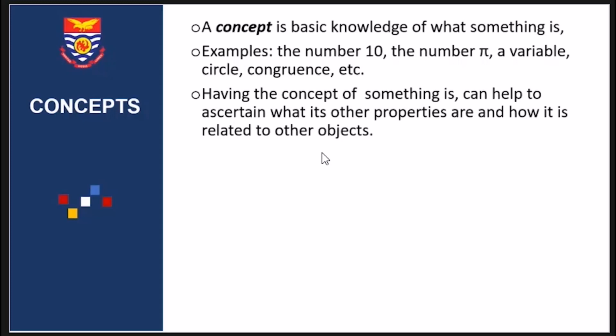Having the concept of something helps to ascertain what its other properties are and how it is related to other objects. So if you know the basic knowledge of what something is, then you can relate it with other objects using the properties that the thing has.